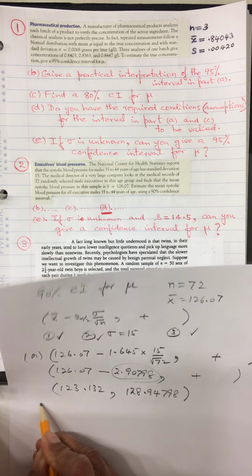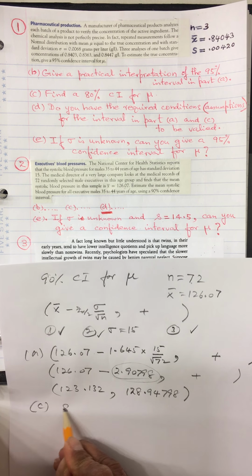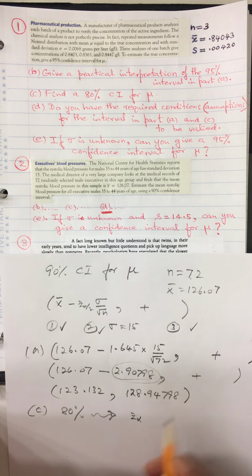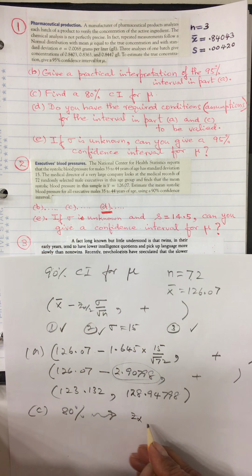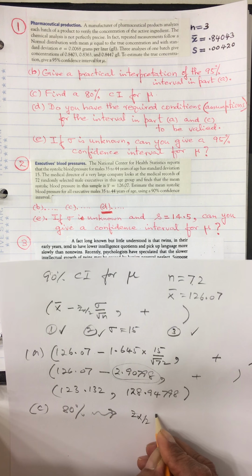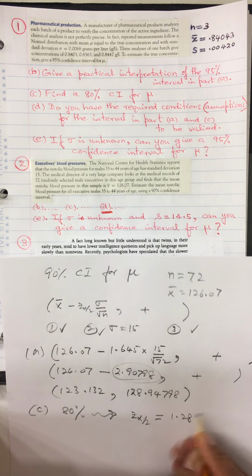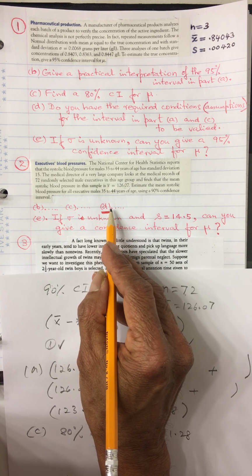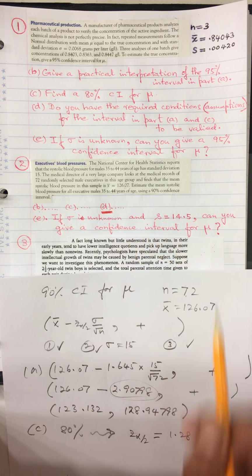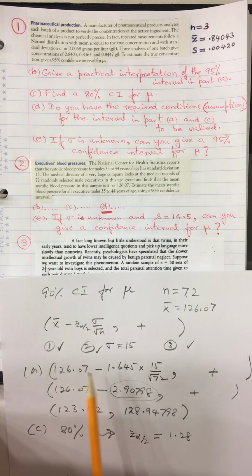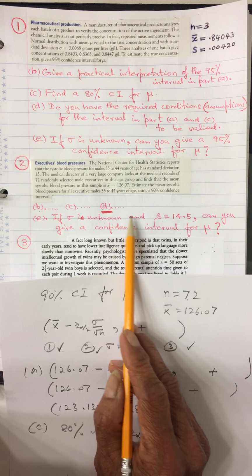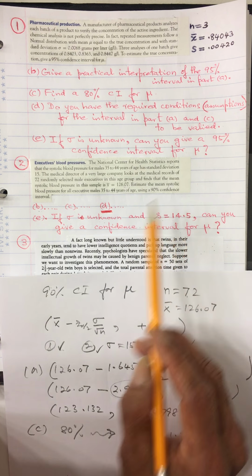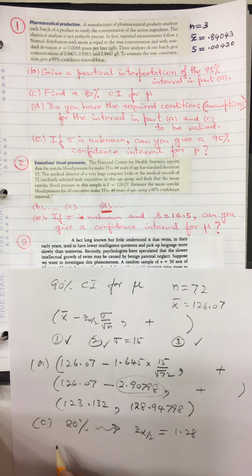Okay, so part C is exactly the same way. For 80%, you need to get the Z table value, just like in part A in the previous example, z alpha over 2, and this is 1.28. The important part is part D, which I already did: checking the assumptions 1, 2, 3. We already have all the assumptions, which means we have a good estimate. Part E is the one I need to do.